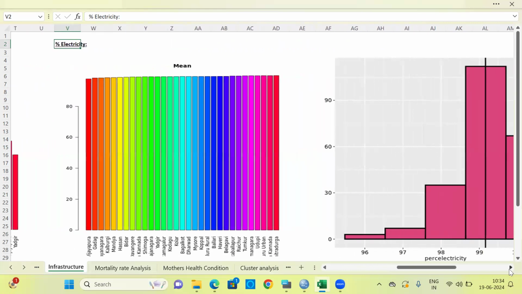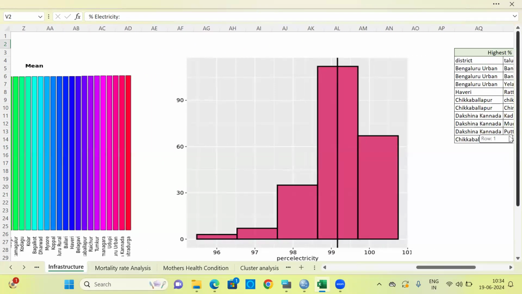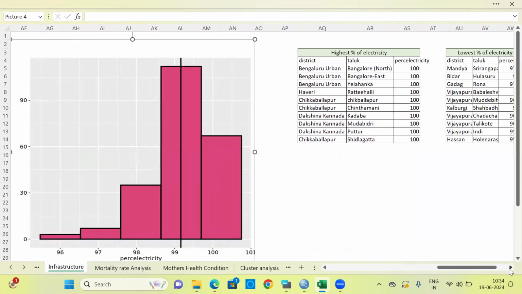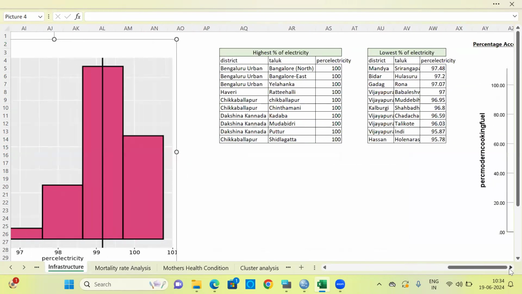Let's now proceed to the next variable, which is the percentage of access to electricity. Here, this histogram talks about the percentage of access to electricity. The longest bar here is 99, which means that the majority of the districts have a high percentage of access to electricity. I've also created two small tables which show us the distribution of the variable, that is percentage of electricity, for different districts and talukas.